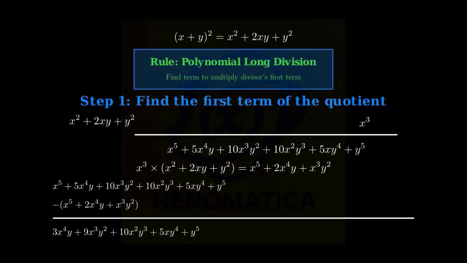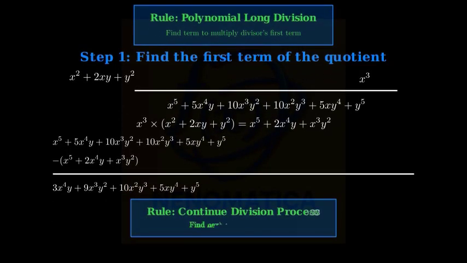5x to the fourth y minus 2x to the fourth y, which gives 3x to the fourth y. 10x cubed y squared minus x cubed y squared, giving 9x cubed y squared. And the remaining terms stay the same. 10x squared y cubed plus 5x y to the fourth plus y to the fifth. Now, we move to the second step of our polynomial division.